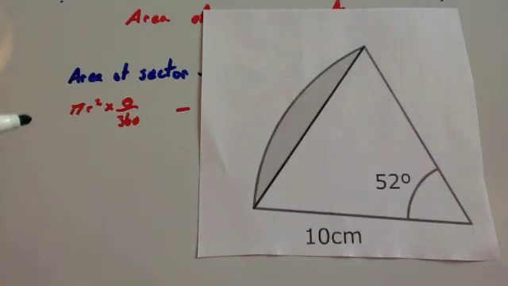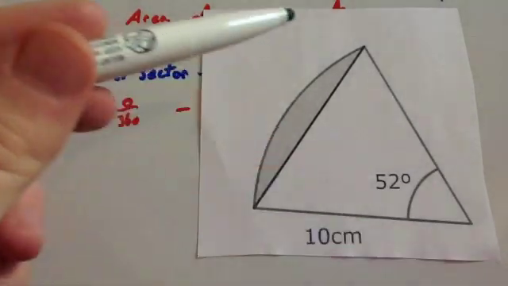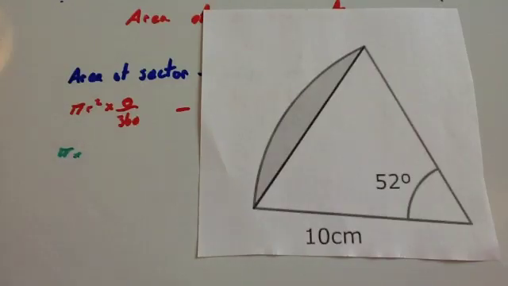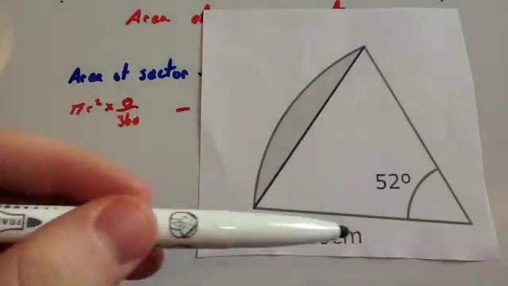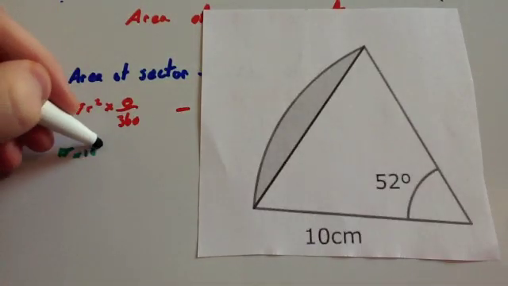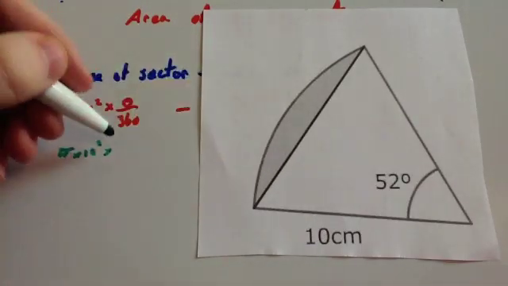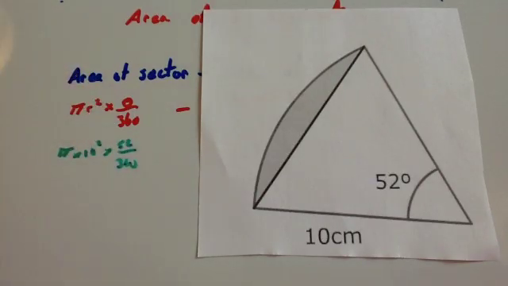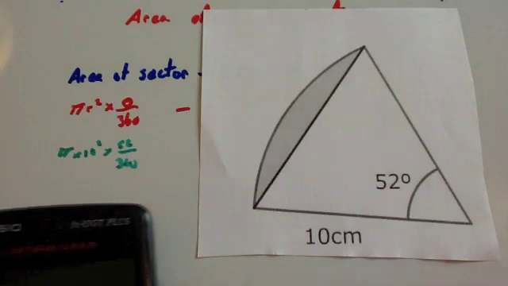Okay, so let's start by working out the area of this whole sector. The formula is pi r squared, so pi times the radius of the whole circle, which is 10, squared, times beta, which is 52, over 360. As I said earlier, if you can't remember doing this, look back at the video on that now. So let's work out what that is.